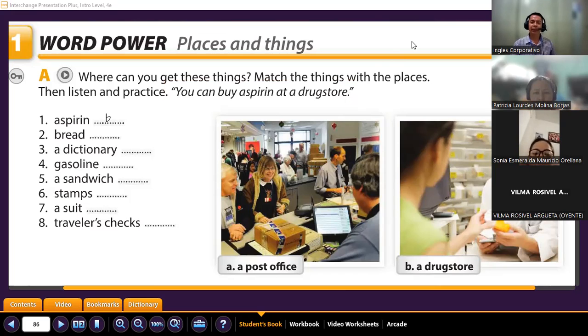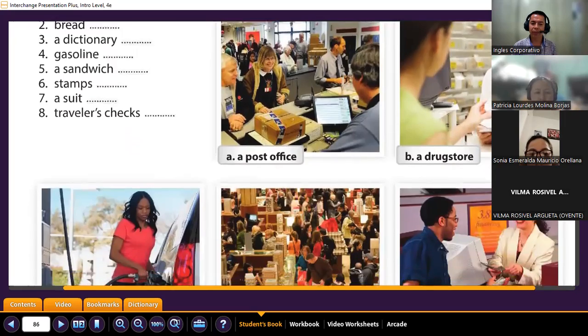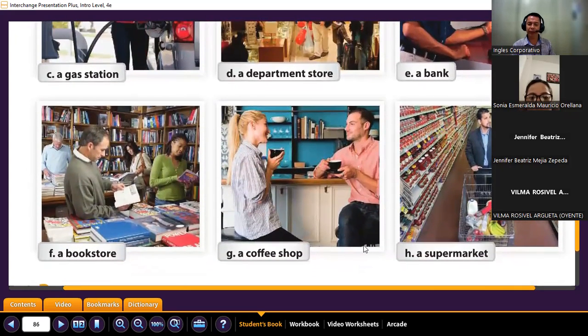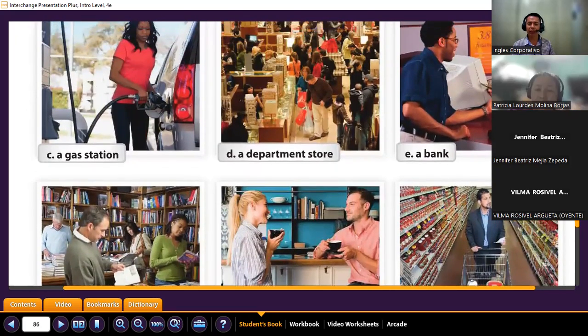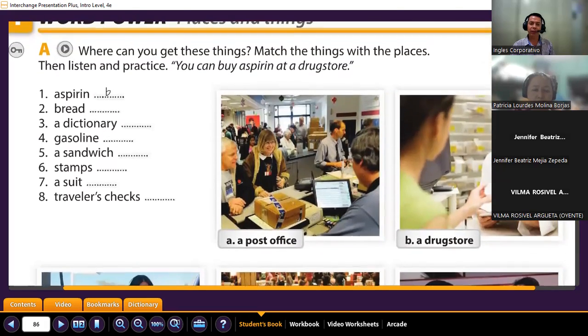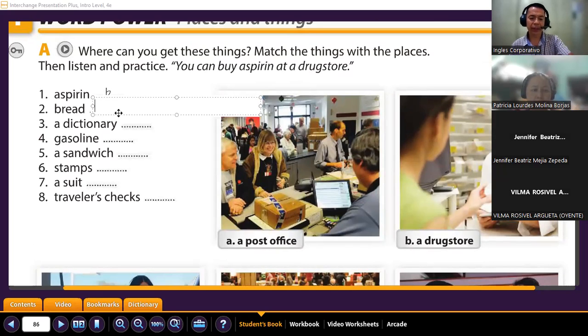Okay, now, bread. Where can you buy bread? Volunteers, please. In a bakery. In a bakery, but let me see. Bakery, well, it's possible. Or in the supermarket. In the supermarket. Very good. So supermarket is letter H, right? Letter H. Okay, very good. Now, can you tell me the full sentence, please? You can buy bread at a supermarket. Repeat, please. You can buy bread at a supermarket, right? Very good.